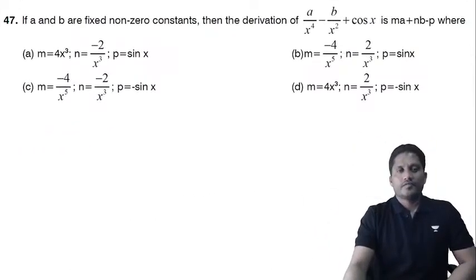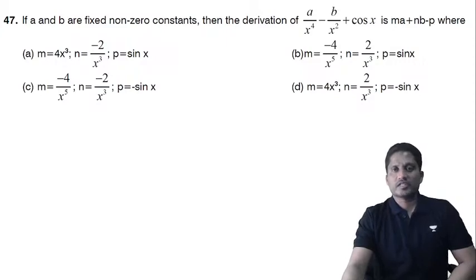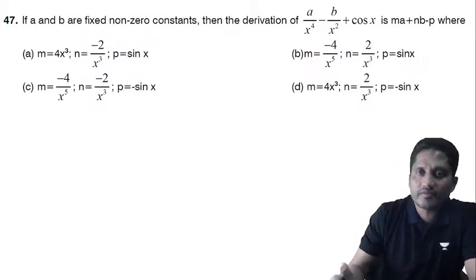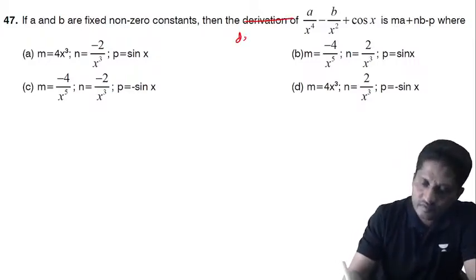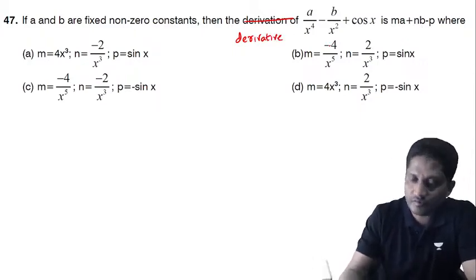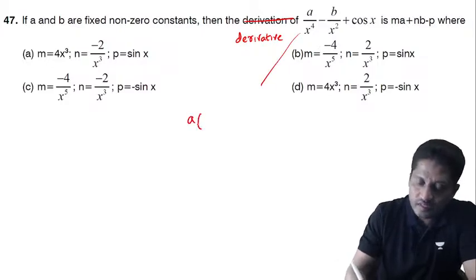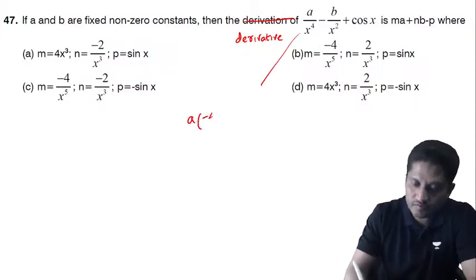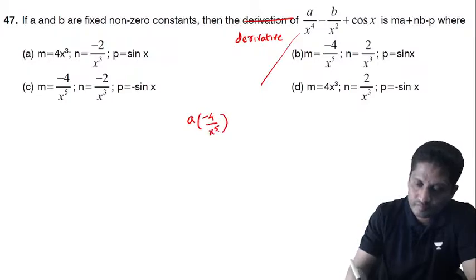Right, question number 47. If a and b are two fixed non-zero constants, then the derivative of this function is ma plus nb minus p. Then which of the following is true? If I differentiate this, differentiation of 1 by x power 4 is minus 4 by x power 5. Differentiation of 1 by x square is minus 2 by x cube. And differentiation of cos is minus sine.